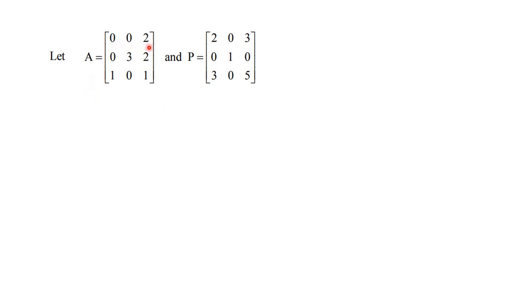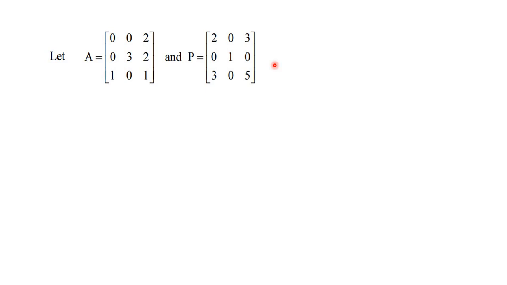Now we check on another example for a 3 by 3 matrix. Let A be equal to (0, 0, 2; 0, 3, 2; 1, 0, 1) and P equal to (2, 0, 3; 0, 1, 0; 3, 0, 5). Then the determinant of this matrix is 2 into 1 into 5, that is 10, minus 3 into 3 from the other condition here. So the determinant of P is not equal to 0. So P is a non-singular matrix and it is also an invertible matrix.